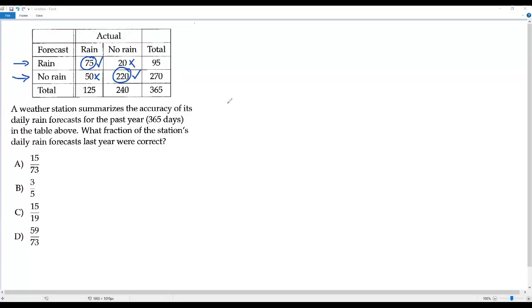Okay, now to find the fraction of the station's daily rain forecasts last year that were correct, first, I have to write the total number of forecasts in the denominator, that is 365. Let me write it over here. Now, I have to find the number of correct forecasts in the numerator, because our aim is to find the fraction which represents the last year forecasts that were correct. So I have to write the number of correct forecasts in the numerator.